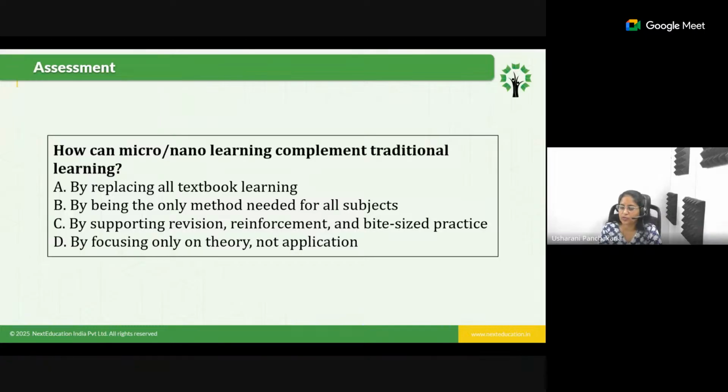of that also. So theory means where you can teach straight away with an AB module, with digital content, with a 2D or 3D animation, or whatever is available on YouTube. But the application part is where you need to do some activity. That activity also, either you can demonstrate in the classroom, or you can show that as a video even, right? So the answer is by supporting revision, reinforcement, and bite-sized practice, which is a small video.